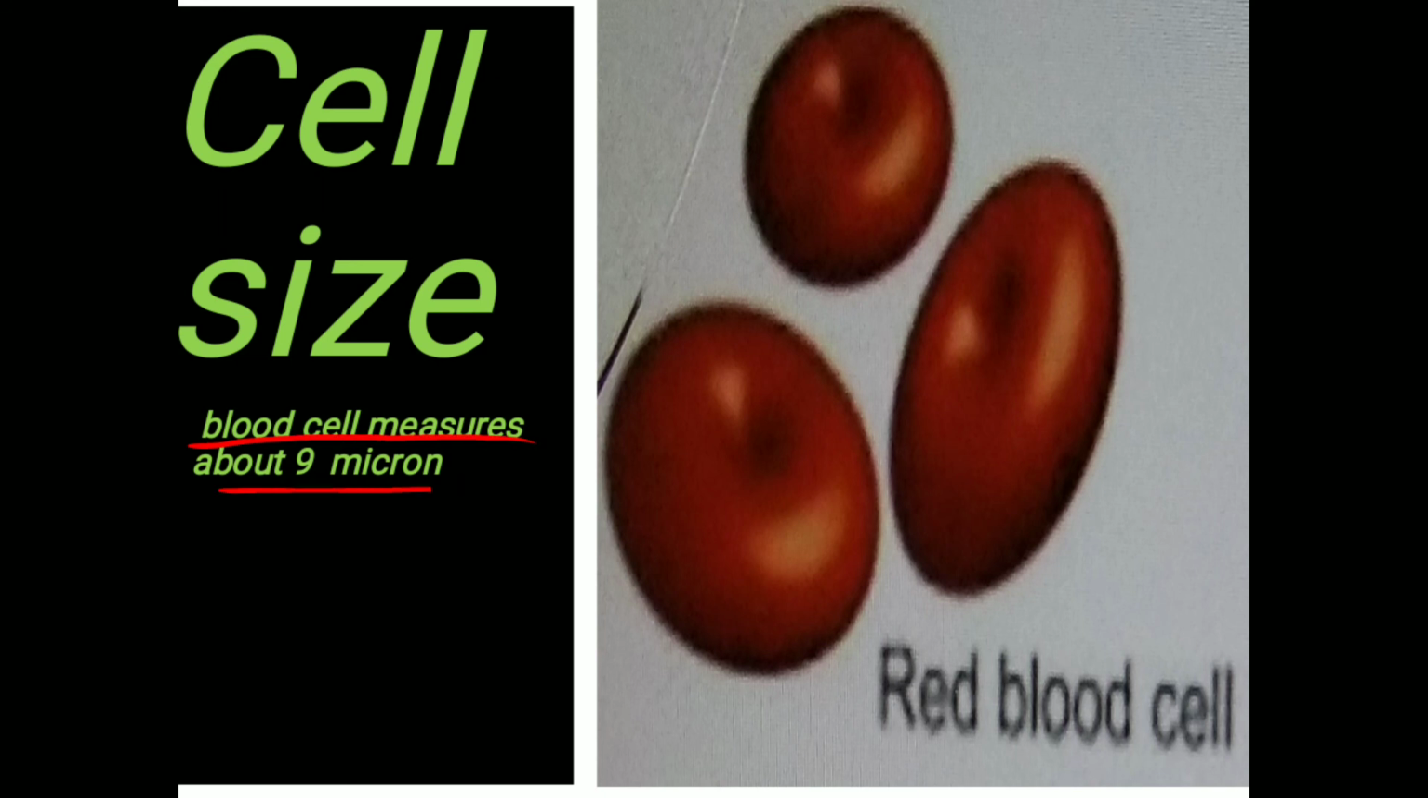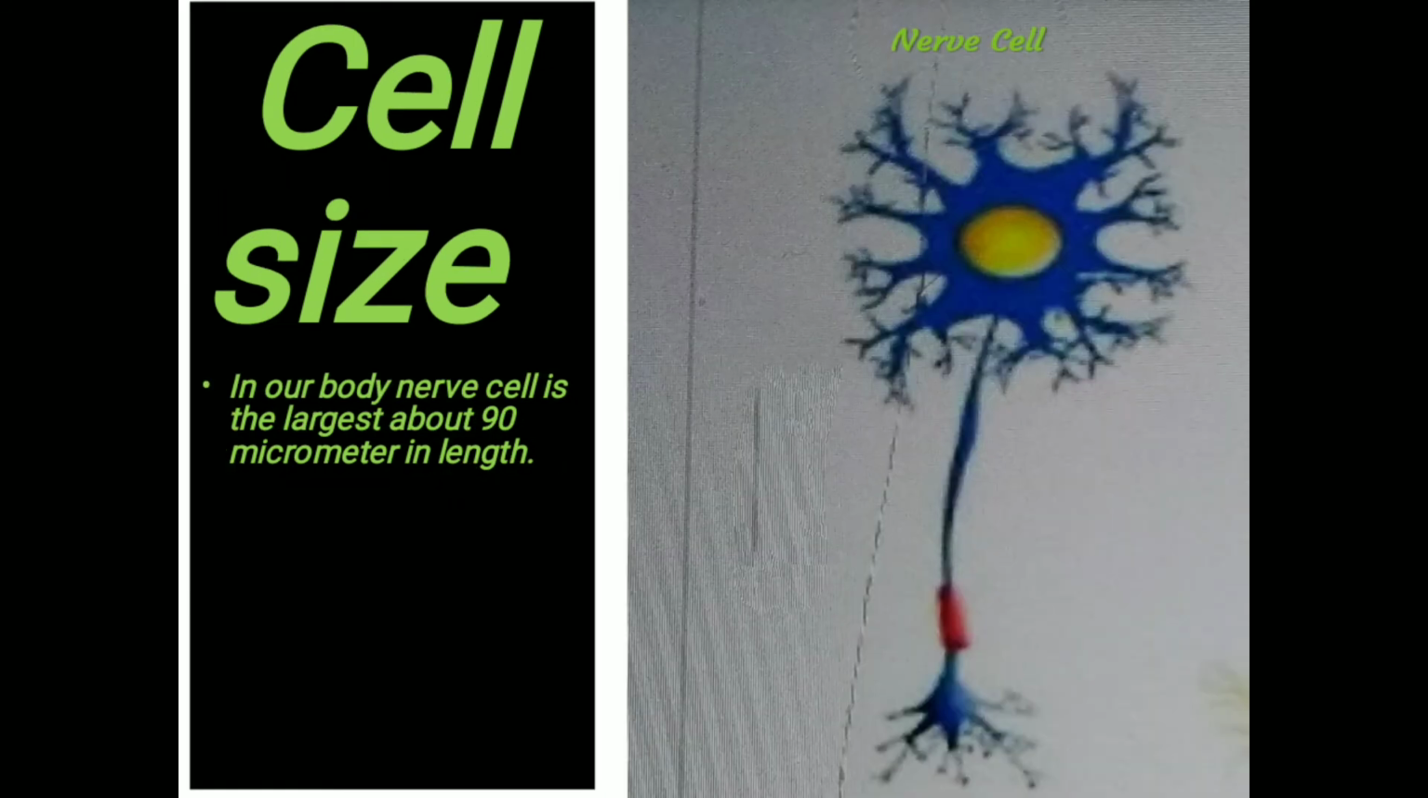Our blood cell measures about 9 micron in length. Nerve cell. This is the nerve cell. It is the longest, about 90 micrometer in length.